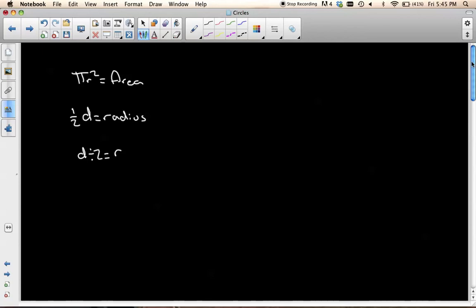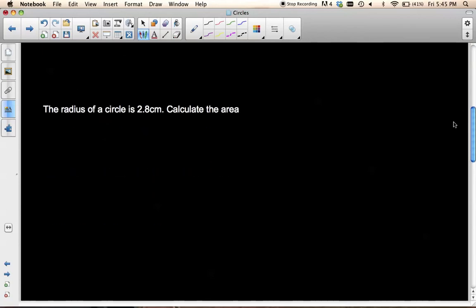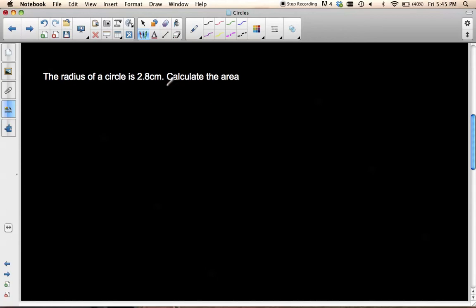So let's take a look at our very first problem. We have the radius of a circle is 2.8 centimeters, and they're asking us to calculate the area. Well, we know pi times the radius squared will give us area. And we're given the radius. So all we have to do is go pi times the radius, which is 2.8 centimeters, squared, and we should get our answer. So we go pi times 2.8 squared, and we get 24.63 centimeters.